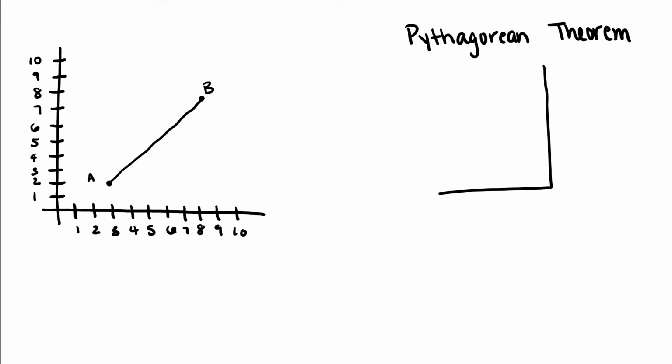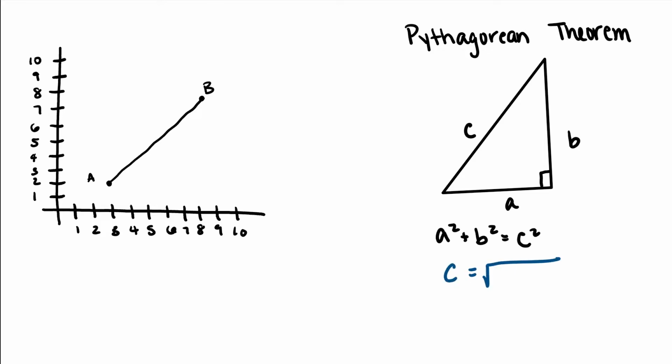Pythagorean Theorem shows a relationship between the sides of a right triangle. Basically, this theorem says a squared plus b squared equals c squared. And from that, we can determine that c is equal to the square root of a squared plus b squared. Well, if we look at our line segment on our coordinate plane, we can create a triangle. A horizontal line starting at A and a vertical line starting at B gives us that right triangle.